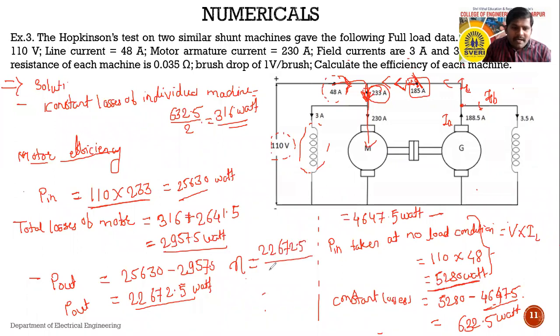22,672.5 divided by 25,630 into 100. किती आहे ती efficiency बघा मोटरची? Efficiency of the motor, that is percentage efficiency of the motor. Just put the value in the calculator and tell me the answer.